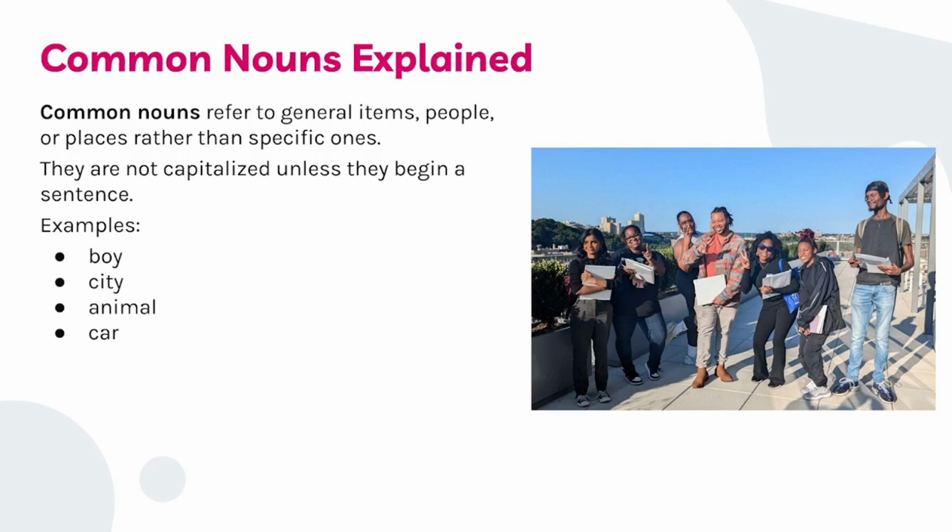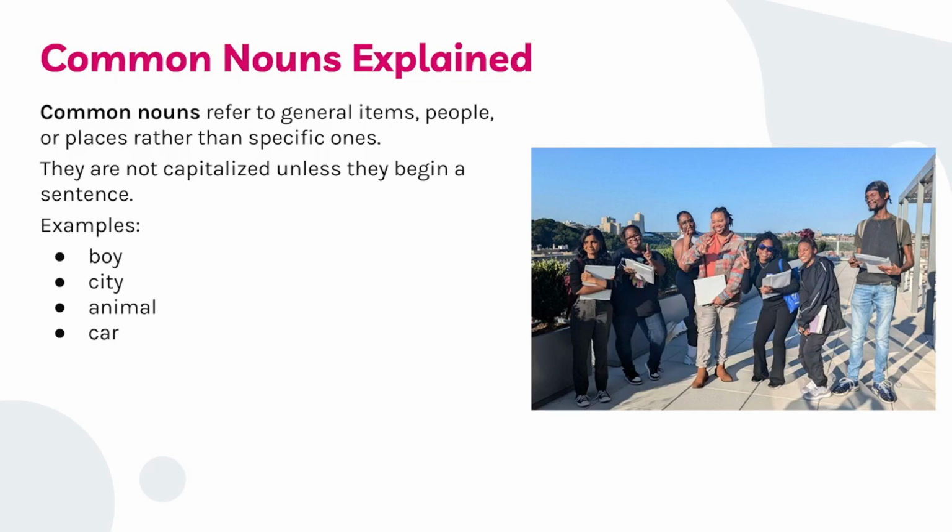please make sure that you do not capitalize common nouns in sentences unless they begin a sentence. If the first word of a sentence is a common noun, you can start with a capital letter. But if it appears in any other part of the sentence, then you are not allowed to capitalize. Like some examples here, we have boy, city, animal, car. When you talk about a boy, it's a general term referring to teenagers. City, there are many cities in this world.